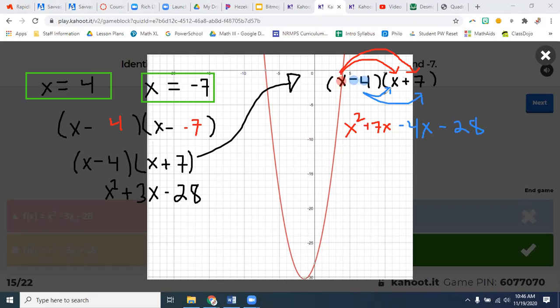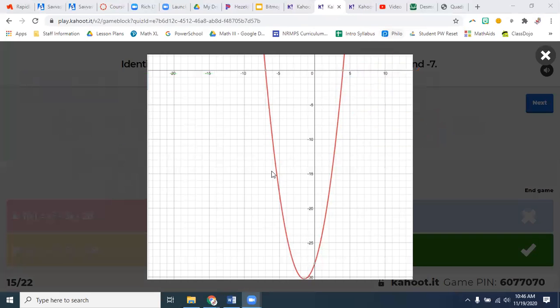So that's why we're looking for two numbers that multiply, but add up to give us the middle number. Because once I combine like terms, positive 7x and negative 4x, that's going to turn into my positive 3. The bigger number has the same sign as the middle term because we are combining like terms. Quads are fun.